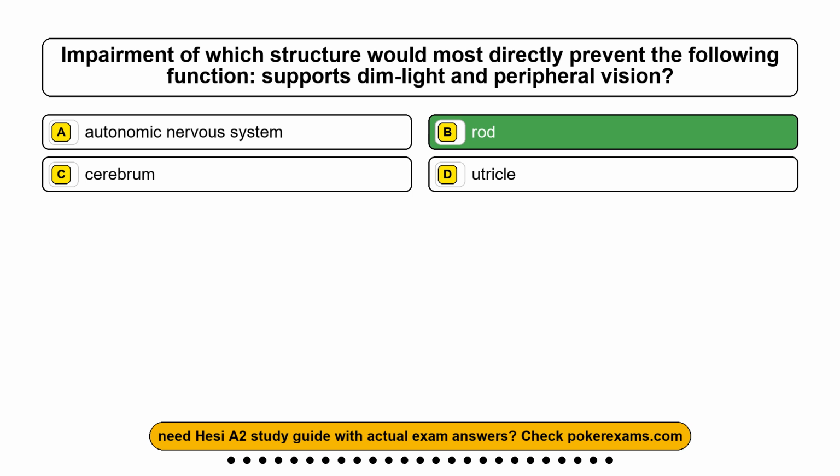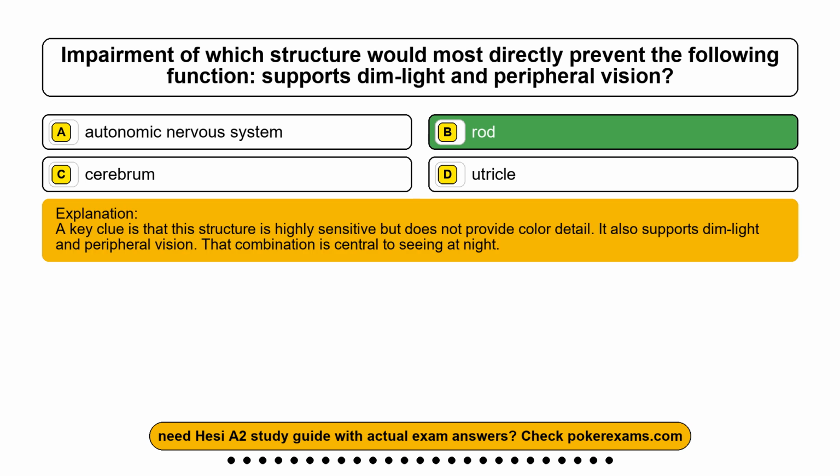Rod. A key clue is that this structure is highly sensitive but does not provide color detail. It also supports dim-light and peripheral vision. That combination is central to seeing at night.